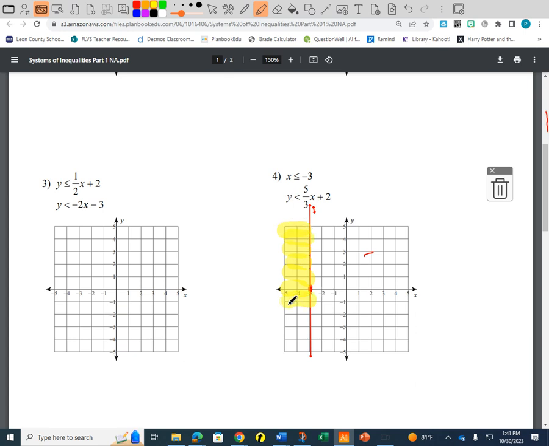Alright, so now we need to graph the second inequality. +2 is the y-intercept. What's the slope, Sam? What's the slope for this line? So that's the y-intercept. Yeah, 5/3, so that means we're going to go up 5 and down 3, but we can't go up 5, right? So we could do it what?